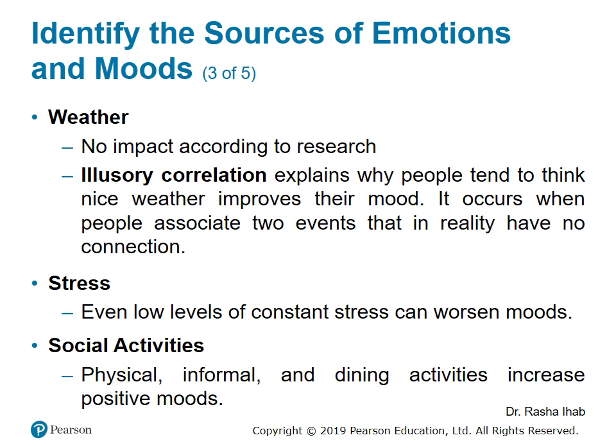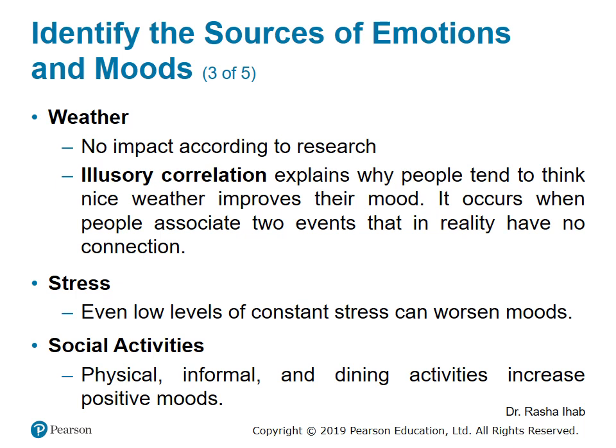Illusionary correlation explains why people tend to think that nice weather improves their mood. Some people say, I like the spring. In the spring, it's my good mood. Other people say, winter is my good mood. A third group of people say, the summer is my good mood. There is no relation between mood and the weather. It is an illusionary correlation. This occurs when people associate two events that in reality have no correlation or no connection according to the research.